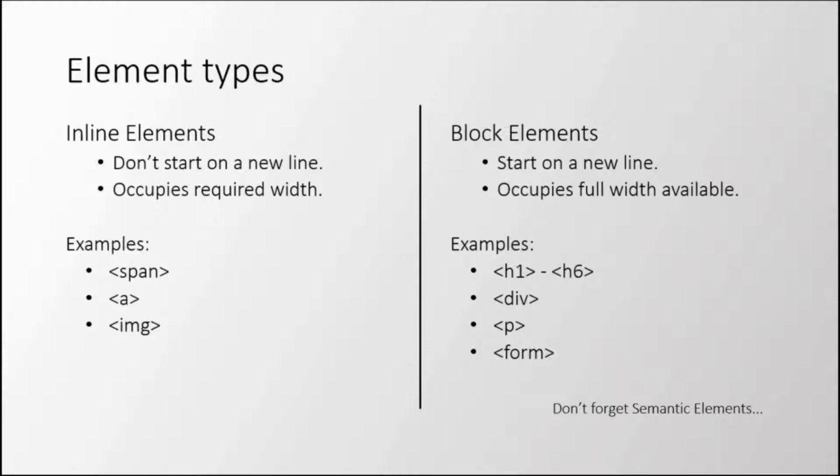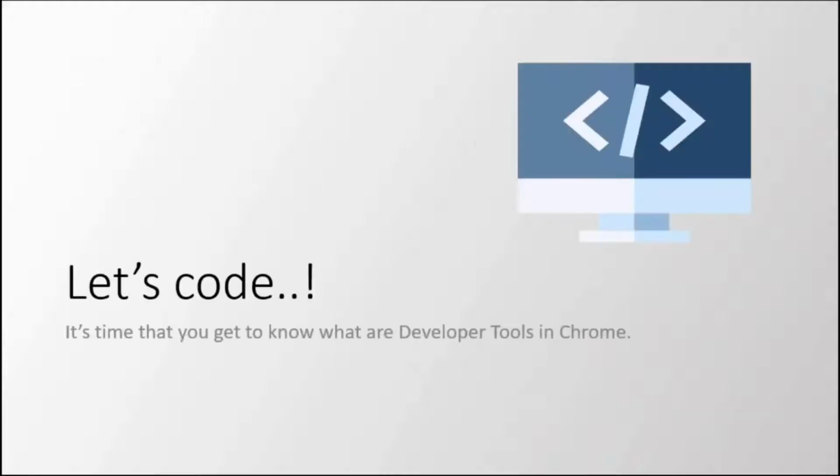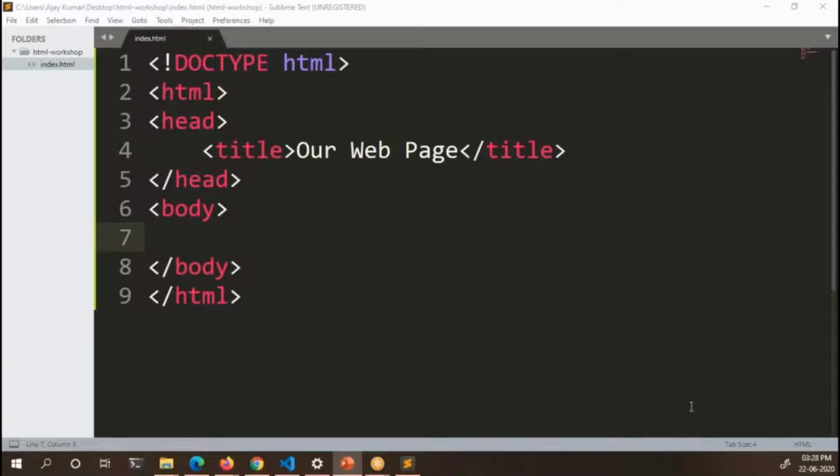Okay, here you can see some of the example tags that are inline tags: span, a, image. Okay, and some block level tags like h1 to h6, division tag, paragraph tag, and form tag. So let's get into some coding and try to understand the Chrome developer tools.